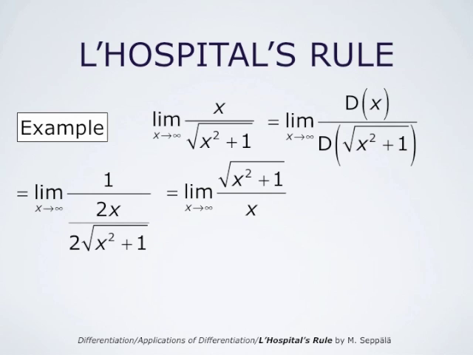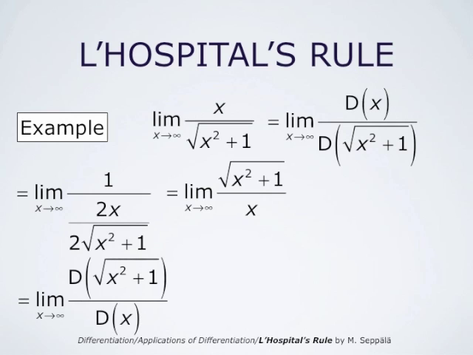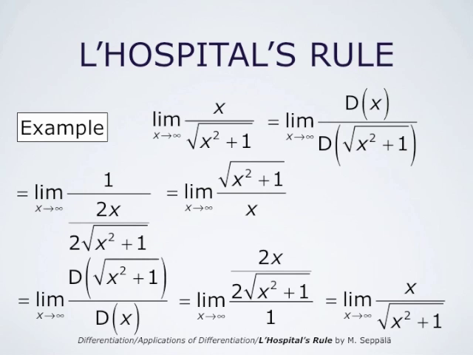We observe that this limit is the same as the limit as x approaches infinity of the derivative of the square root of x squared plus 1 divided by the derivative of x. The derivative of x again is 1. The derivative of the square root of x squared plus 1 is 2x divided by 2 times the square root of x squared plus 1. And the 2 cancels out, and we observe that this is now the same as the limit as x approaches infinity of x divided by the square root of x squared plus 1.